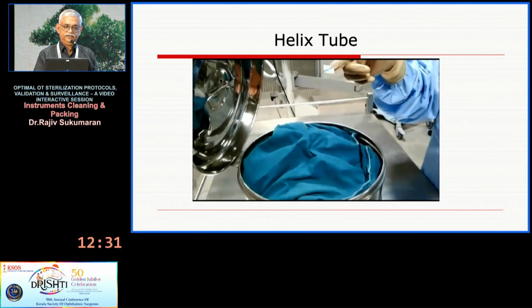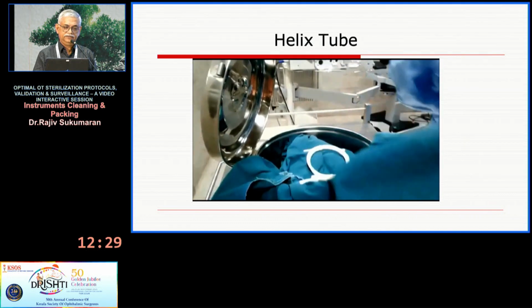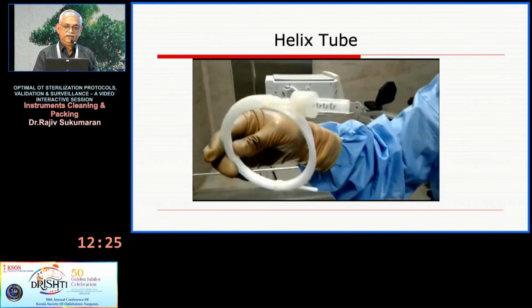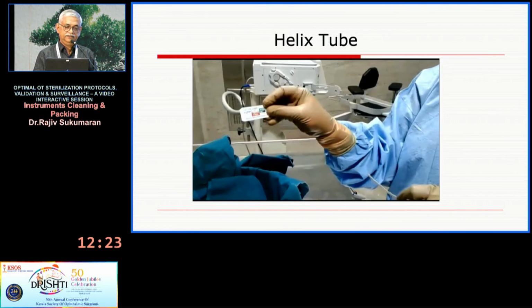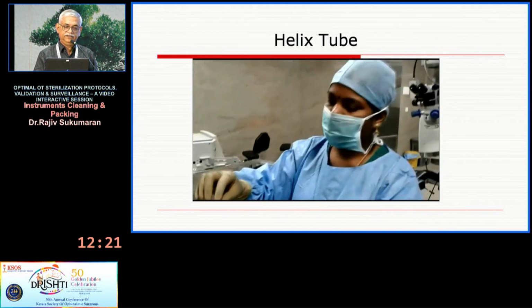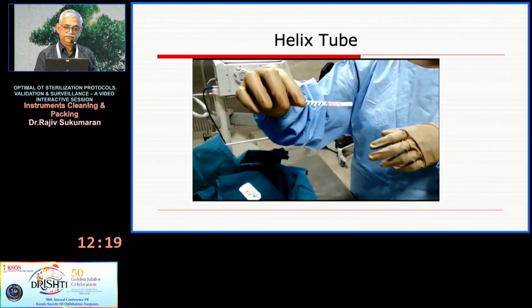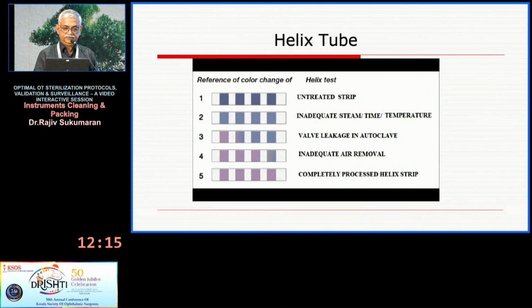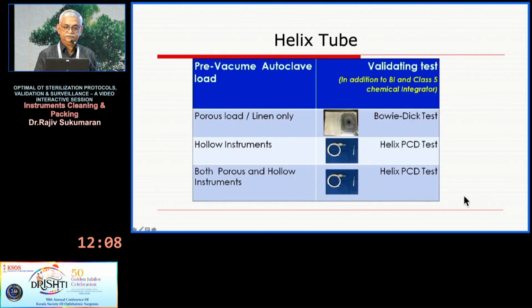So once it is ready, you check the class 1 is checked, the helix tube is taken out and checked for the indicator. This is the class 5 indicator which I will be showing you again. This is the helix tube indicator. And if there is a leak or the vacuum is not clear, the color remains pink.